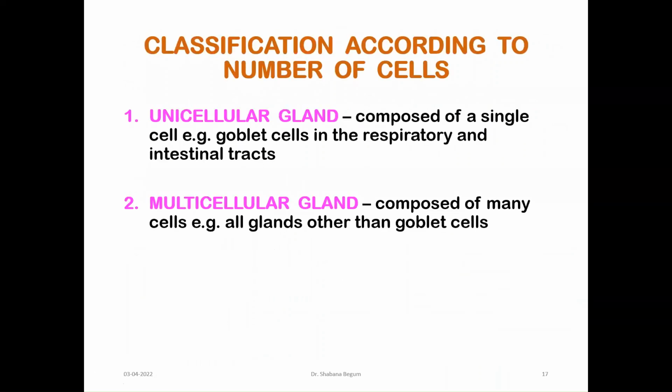This is classification according to the number of cells. We have unicellular gland that is composed of a single cell, for example, goblet cells of the respiratory and intestinal tracts. And we have multicellular glands that is composed of many cells.